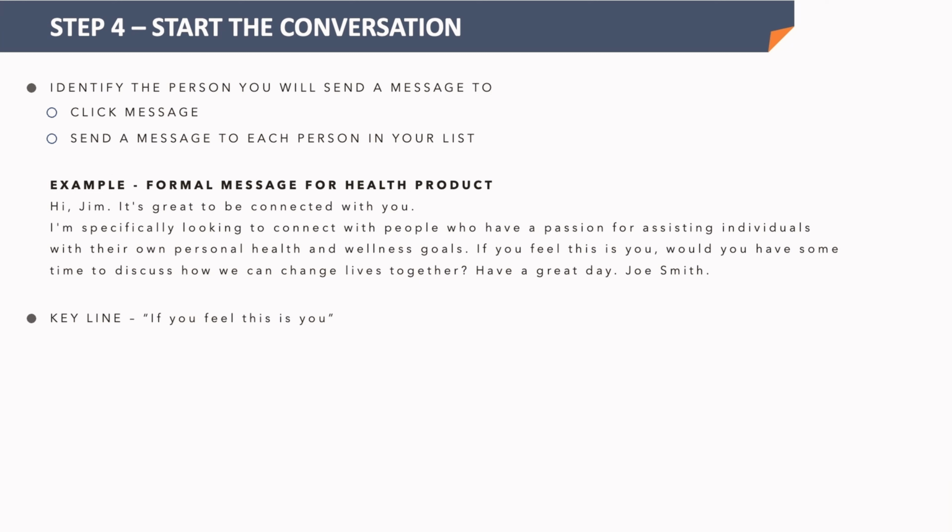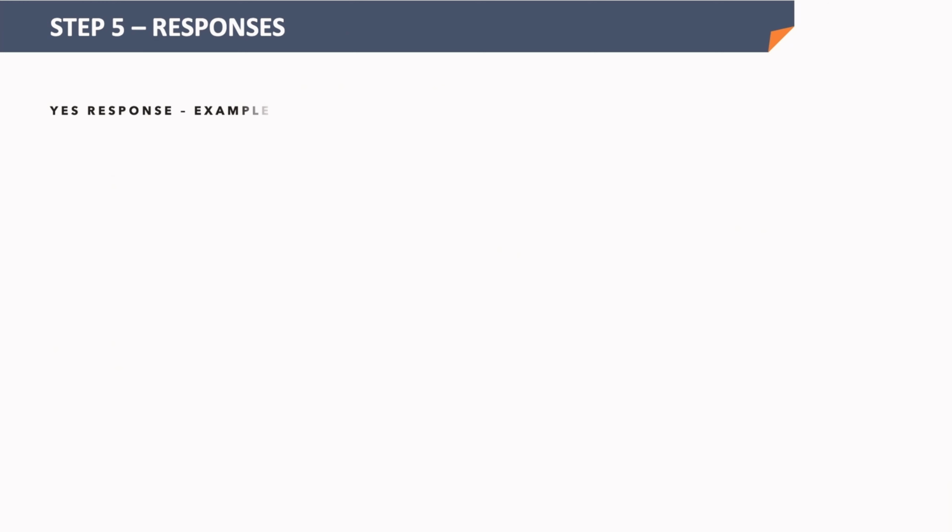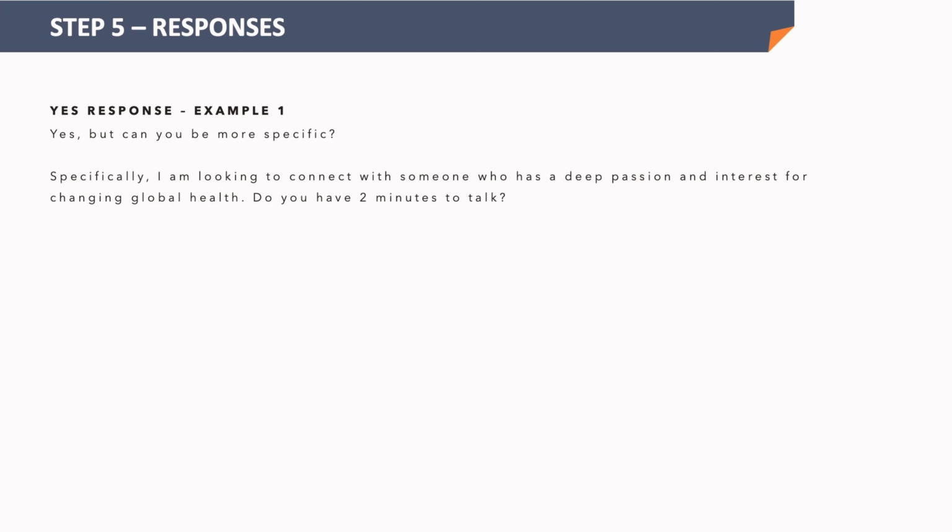Now, the key line here is that if you feel this is you, there's no pressure on someone to say, well, yes, this is me, and get involved in the business. What we're just trying to do is ease into the education of this product that we're trying to push towards them. After sending out this message, there are only 3 response options that someone has. They can choose to say yes, no, or they just ignore that message completely. But there's a 33% chance that they'll say yes. And when they do say yes, we have now started a conversation with them. And in this next step, I want to go through exactly what we would say as a scripted template to someone that says yes. This leads us into step number 5, responding to someone who says yes.